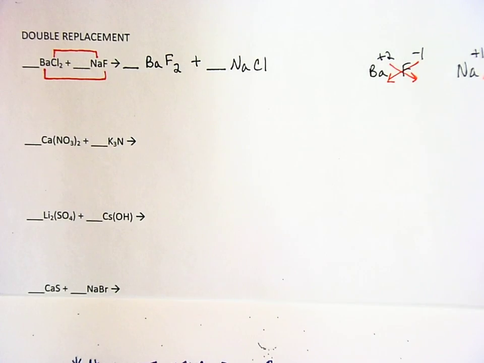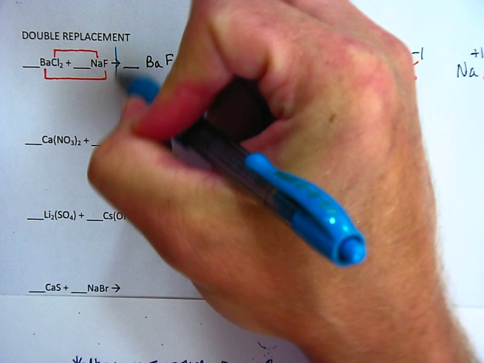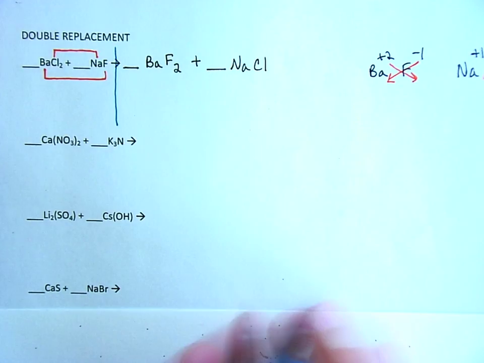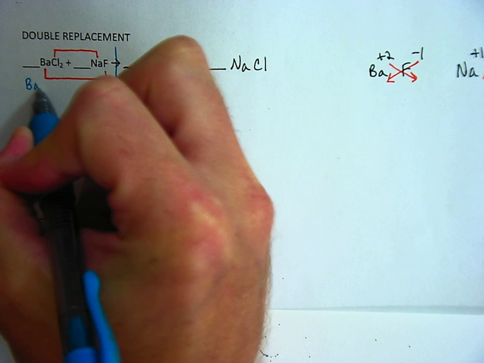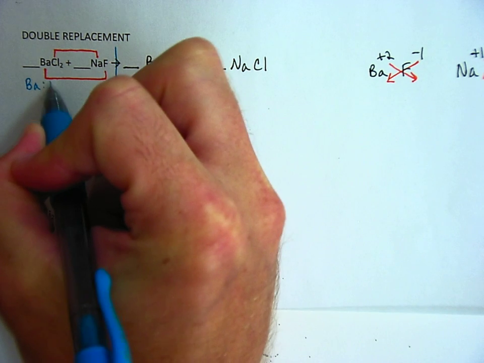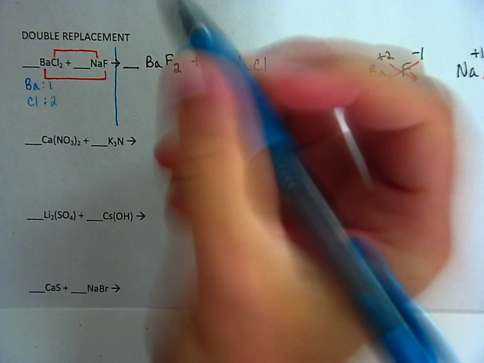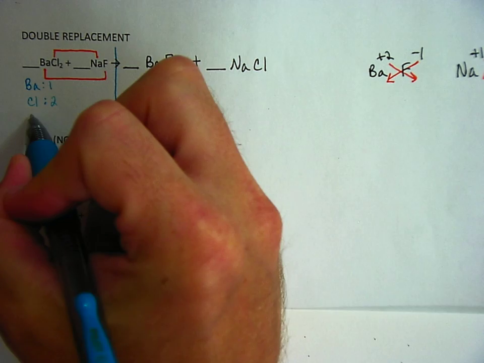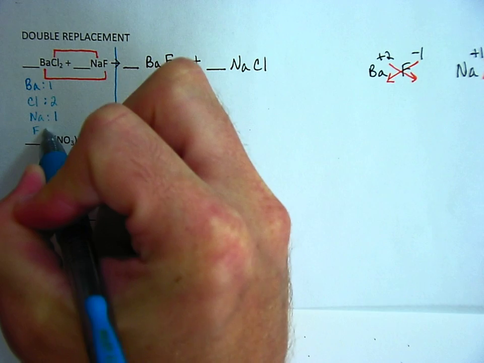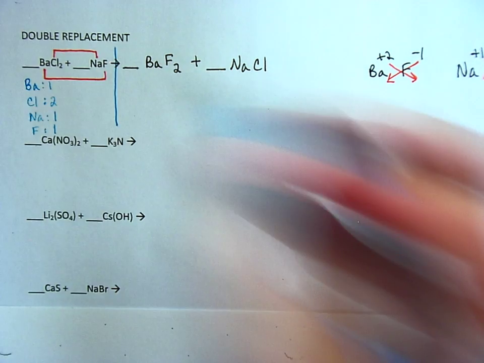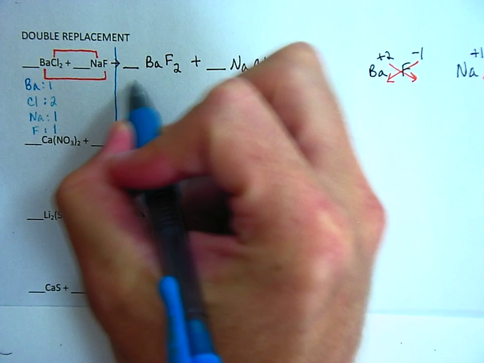So now what we want to do is balance this. So let's use a different color. So just to make sure, again, some of us can look at this and figure it out. Others, we might have to do the inventory. So I'm going to take you through the process of the inventory if you need it. We'll list out all our elements on the reactant side. There's 1 barium, 2 chlorines, 1 sodium, and 1 fluorine. Now let's go to the other side, the product side. Try to keep them in the same line.